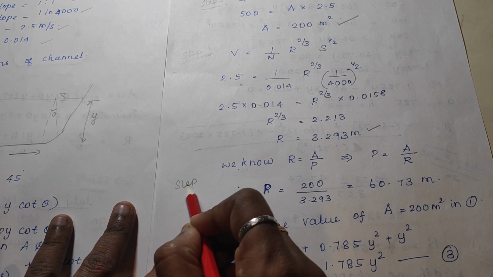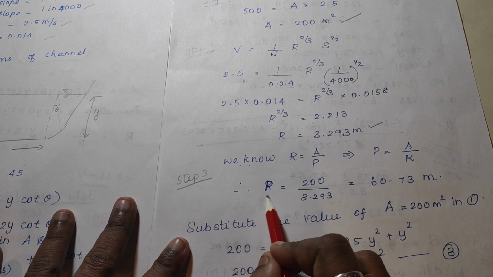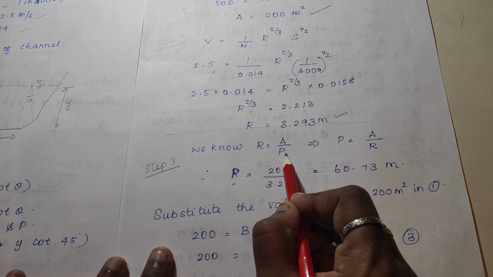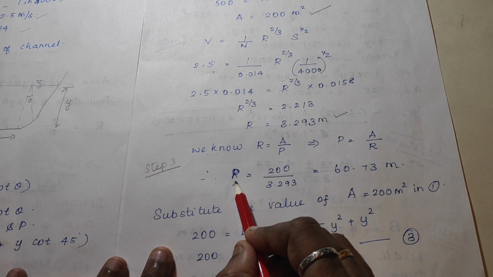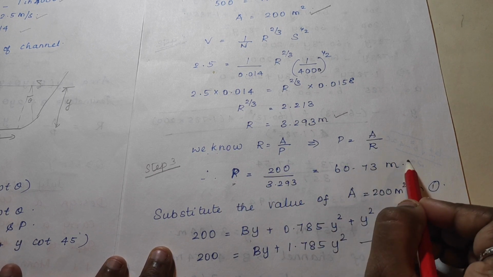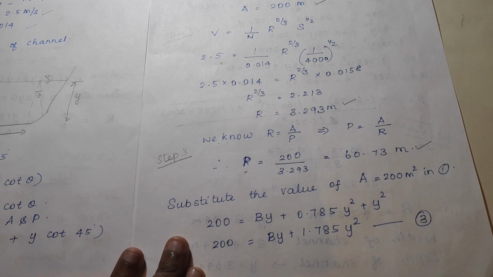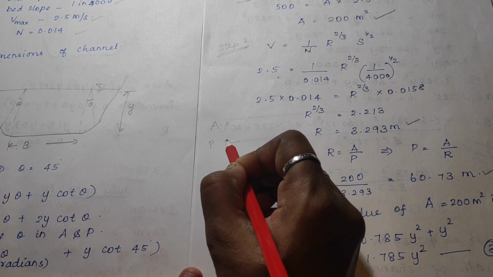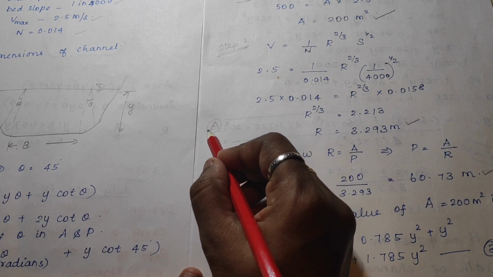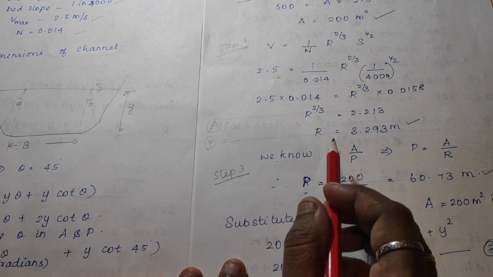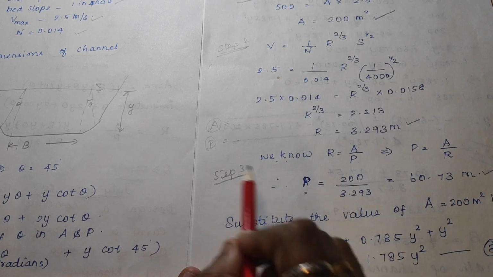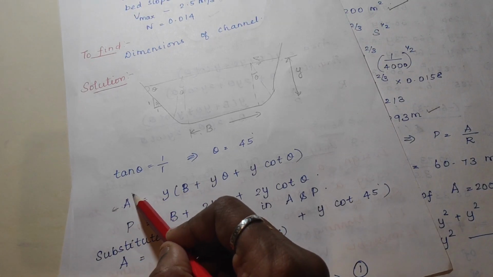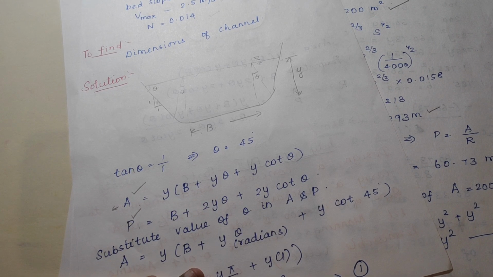What is your third step? With this R you can easily find out the wetted perimeter by using the formula R is equal to area by wetted perimeter. So wetted perimeter will be area divided by R. So we have only two formulas, A is equal to, P is equal to. In those, the left hand side values we got: area value is known, perimeter value is known.